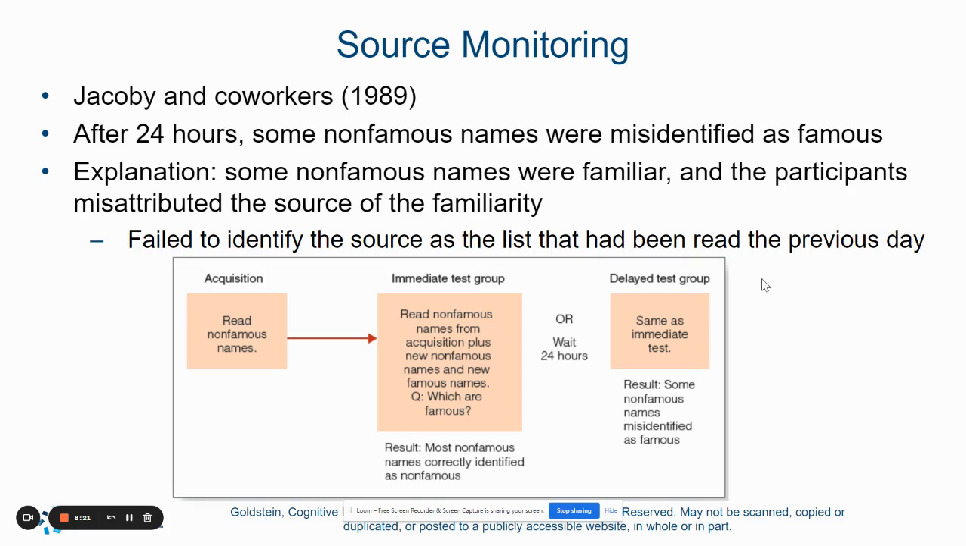Jacoby and coworkers in 1989 did a study on source monitoring. After 24 hours, some non-famous names were misidentified as famous. The explanation is that some non-famous names were familiar, and the participants misattributed that familiarity to fame. They'd heard the name before and assumed it must be the name of a celebrity. But they failed to identify the source as a list that had been previously read the day before.